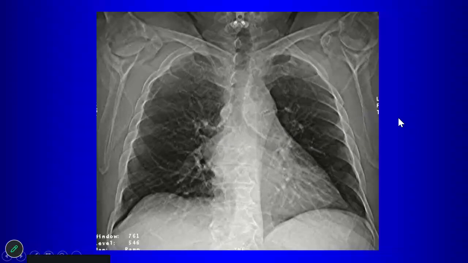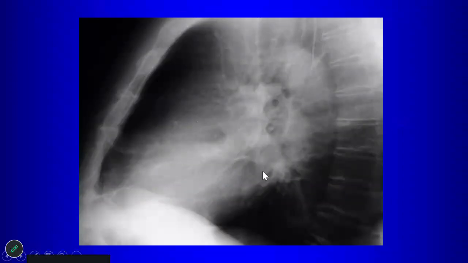Another example, subcarinal round mass. There it is on the lateral view. You can see a nice donut sign, right?